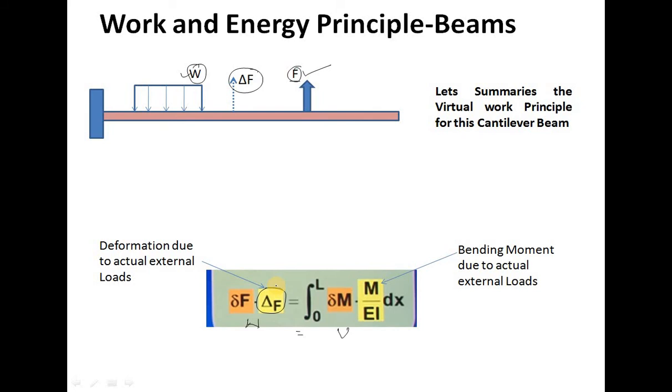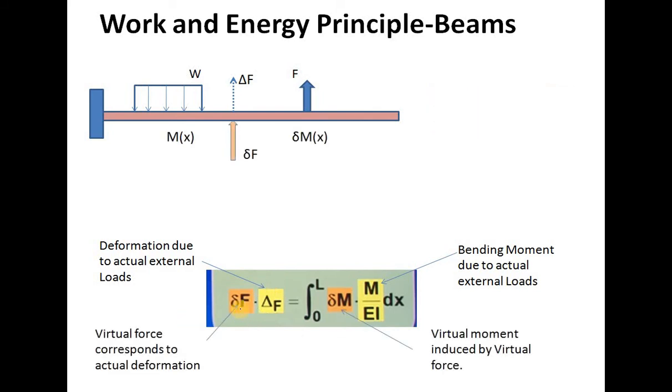and EI is the flexural rigidity. Now this small delta F is the virtual force corresponding to the actual deformation. Whatever virtual force you are trying to apply at a point where you require the deflection in the beam, that is nothing but this delta F, and this delta M is the virtual moment induced by the virtual force. Now by applying this virtual force, whatever bending moment gets developed in the beam, that is nothing but this delta M, that is the virtual moment induced by the virtual force.